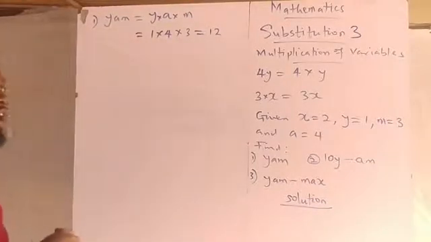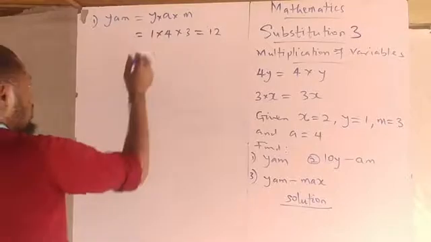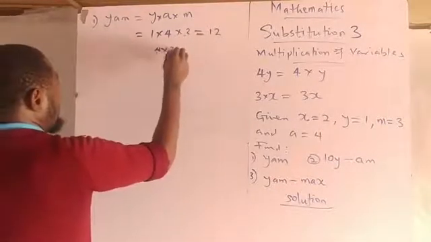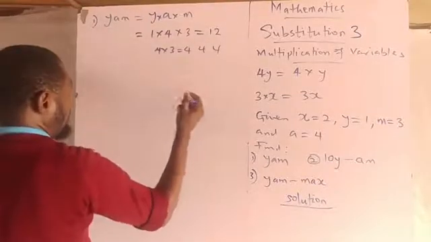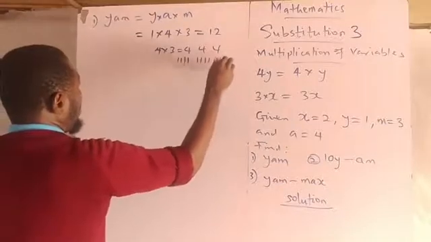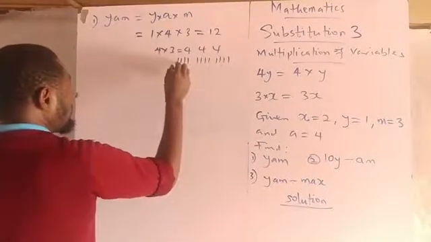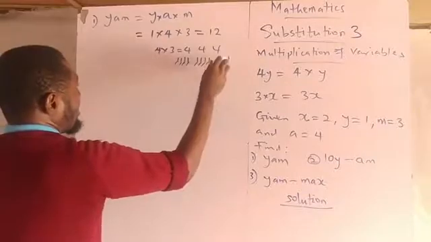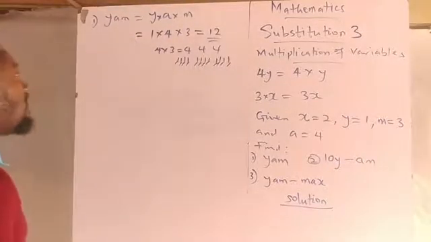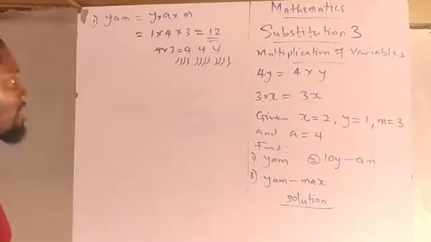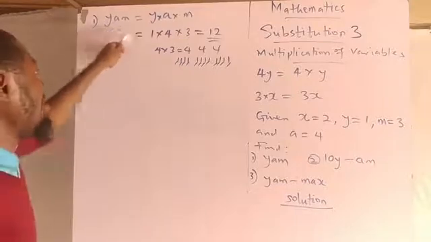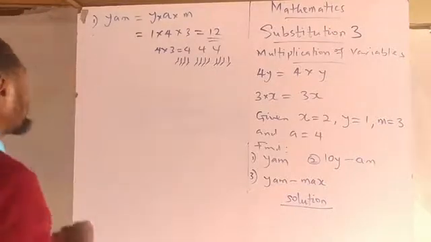You can write your 4 in 3 places and count your sticks. 4 times 3 simply means 4, 4, 4. Count them together: 1, 2, 3, 4, 5, 6, 7, 8, 9, 10, 11, 12. So our answer is 12. That is why we said 1 times 4 is 4 and 4 times 3 is 12. So your yam is 12. Let's look at the next number, number 2.